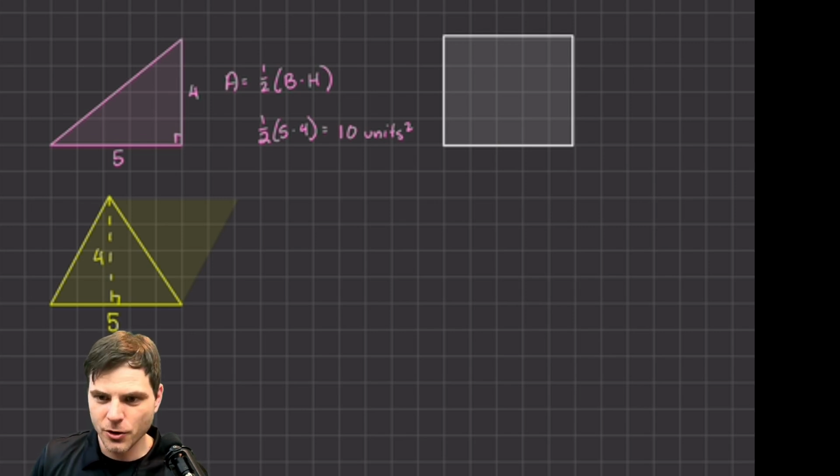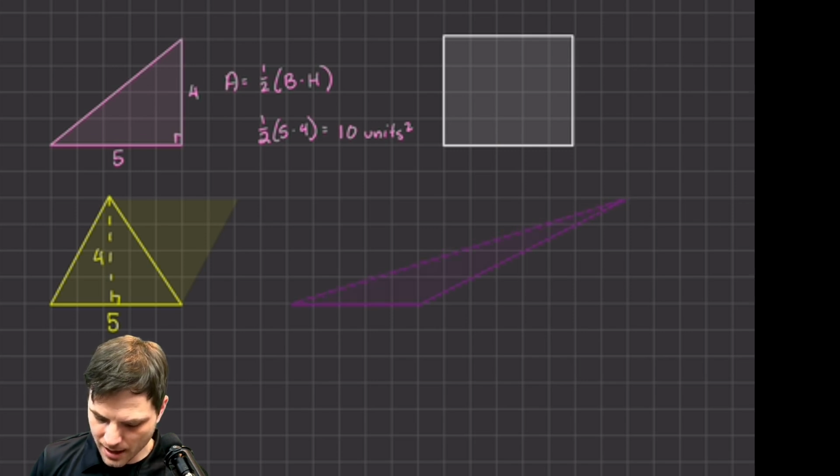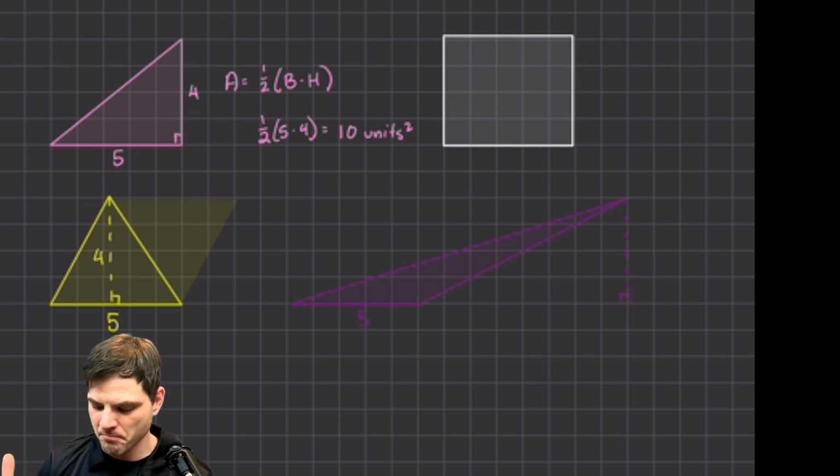We'll make a kind of a crazy one here. And I'm going to do base of 5. And let's make this all the way, well, that's way out of the way. There we go. And as long as I have the height as perpendicular to the base from its vertex, these all have the exact same area of 10 units squared.